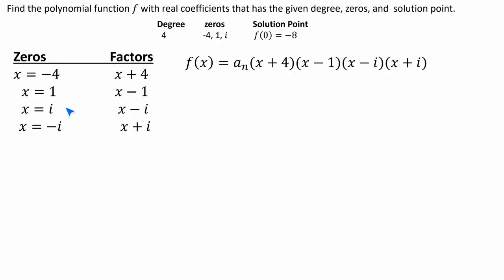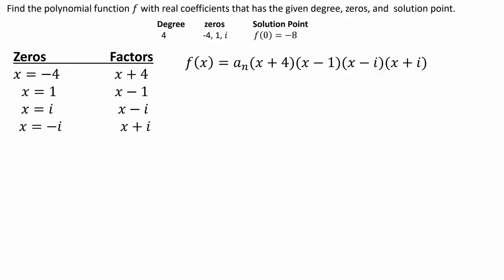And then for x equals 1, we get x minus 1. For x equals i, we get x minus i. And for x equals negative i, we get x plus i. So we take our factors. I know it's going to be a polynomial, so I'm going to have a leading coefficient, which I don't know what it is yet. And then I'm going to list my factors.